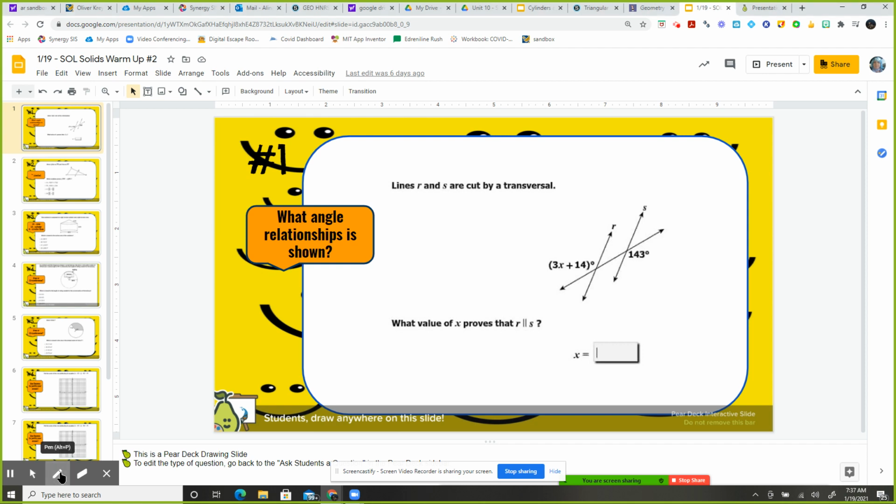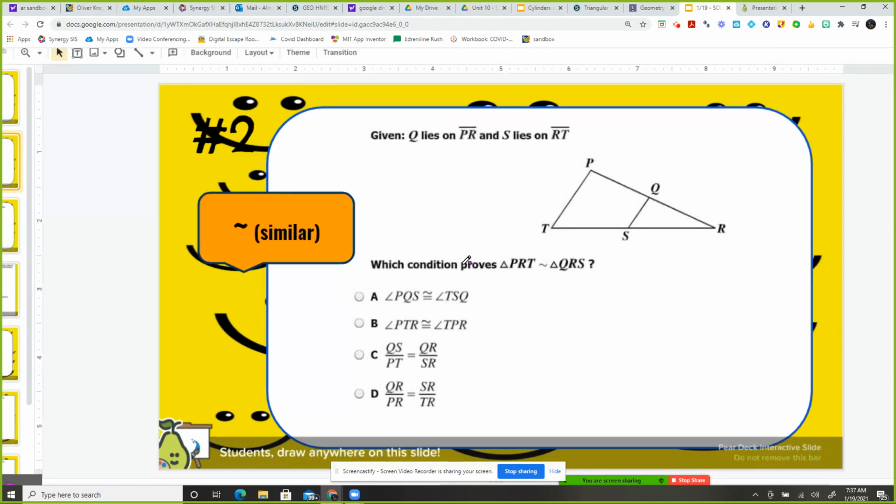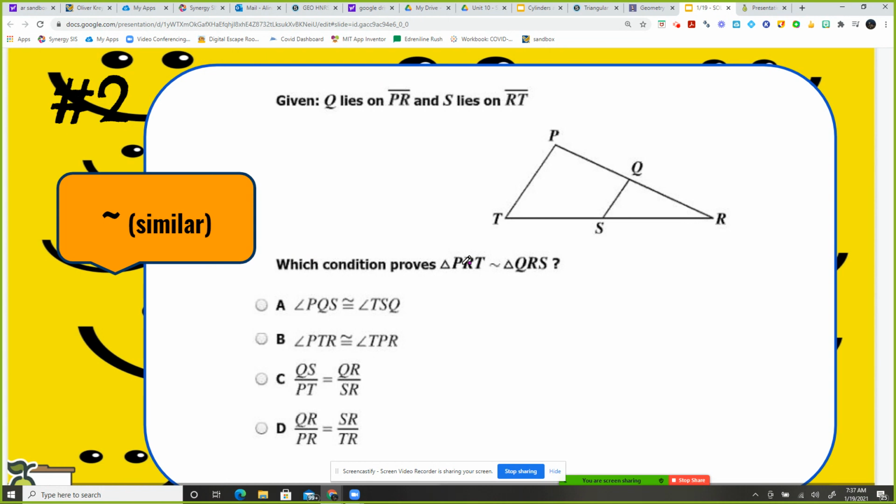You should get 43. So these two angles are the same. 3x plus 14 equals 143. And you get 43. I think everybody who did that got it correct. So pat yourself on the back. That's fantastic. For this one, I was really surprised how many people, A, chose to do it, and B, got it right. This is fantastic.